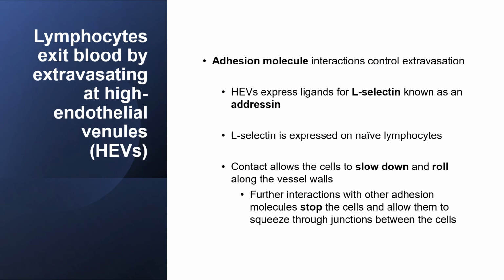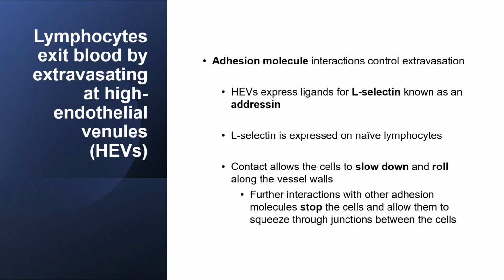So lymphocytes exit the blood through this process called extravasation, and this occurs at those high endothelial venules that I just roughly sketched. This is driven by adhesion molecule interactions. So normally blood flows through your blood vessels nice and smooth, and the blood cells just keep going. But eventually, when you get to these high endothelial venules, you need some of those blood cells to be able to stick to the insides of your blood vessel walls.